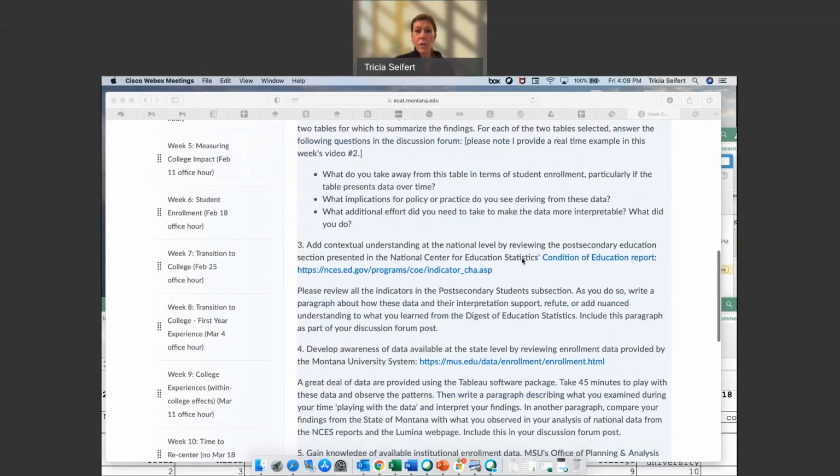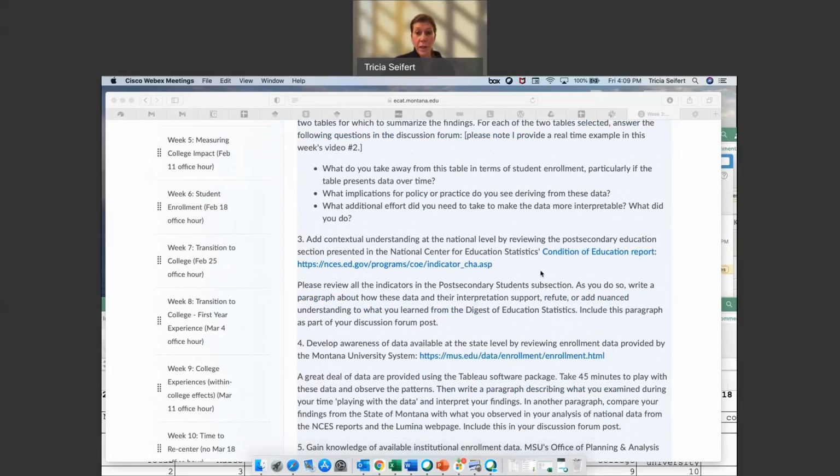Next up, we're going to look again at the National Center for Education Statistics, but this time we're going to look at the Condition of Education report. And I want you to take a look at the different indicators in the post-secondary student subsection. And then I want you to write a paragraph about some of these data. So we're going to open the link in a new tab. Write a paragraph about how these data and their interpretation support or refute or add some more nuance to what you learned from the education statistics. So, writing an extra paragraph.